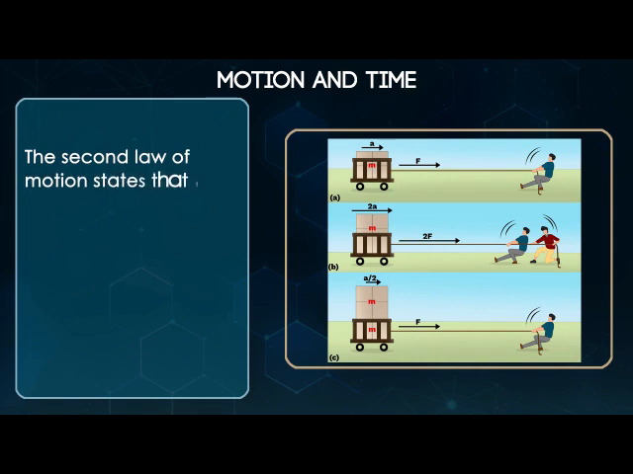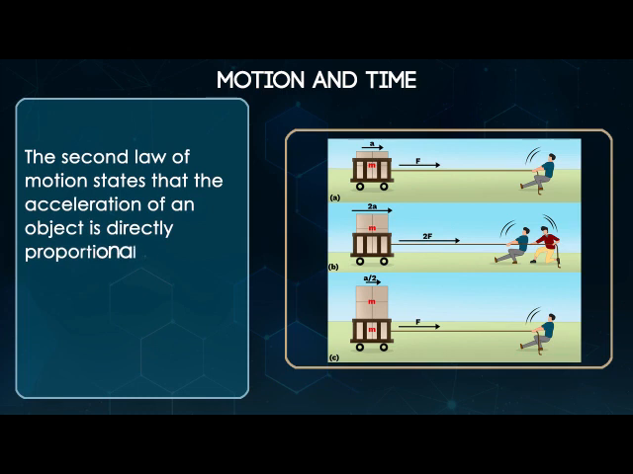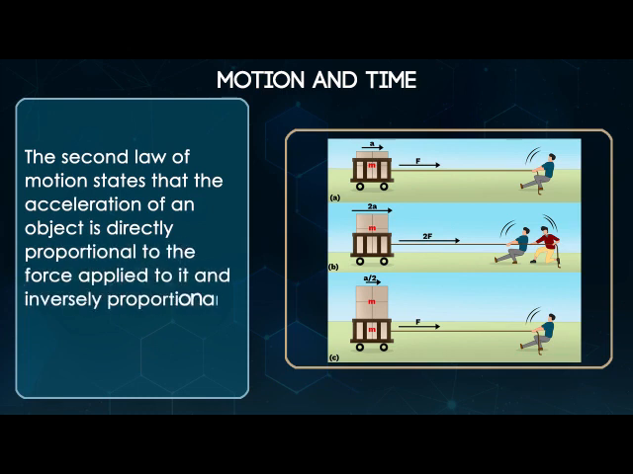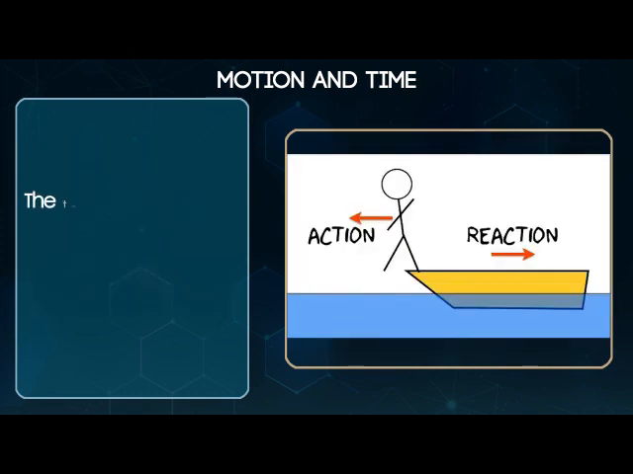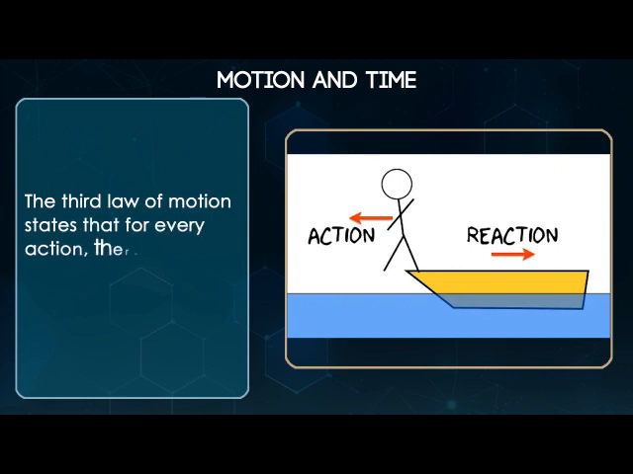The second law of motion states that the acceleration of an object is directly proportional to the force applied to it and inversely proportional to its mass. The third law of motion states that for every action there is an equal and opposite reaction.